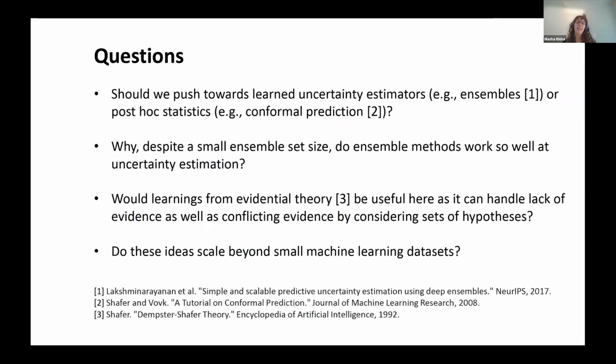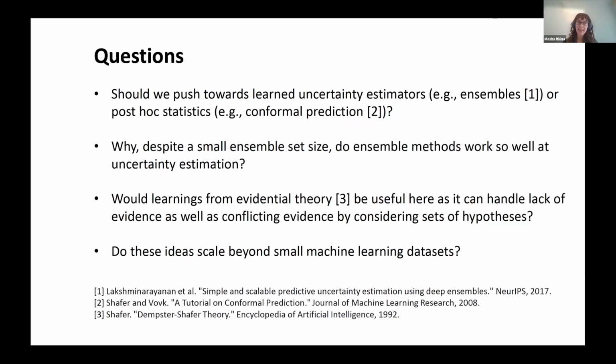So some of the questions that came to mind when reading through this paper, and some of these are also my own biased personal questions that I think about when looking at epistemic uncertainty estimation. Should we push towards learned uncertainty estimators like ensembles? The paper actually looks at some empirical studies on CIFAR-10 and MNIST with ensembles. Or should we focus more on post hoc statistics, techniques like conformal prediction, for example?